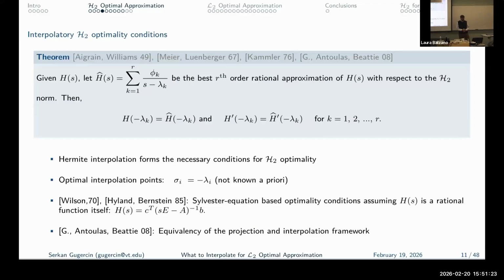Okay? So that's why I always loved interpolation, but here it also comes as a necessity from a model reduction perspective. Okay? So of course, there's a chicken and egg problem here. Use optimal interpolation points. So let me go back here briefly.